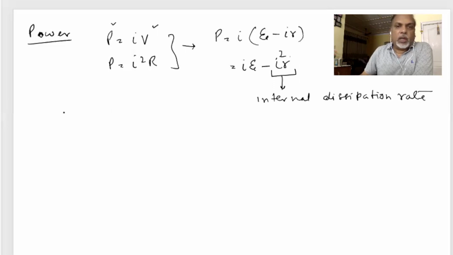Now so far we have seen the loop rule in a single circuit. Let us see, suppose there are multiple loops in a circuit. Suppose this kind of circuit is there.